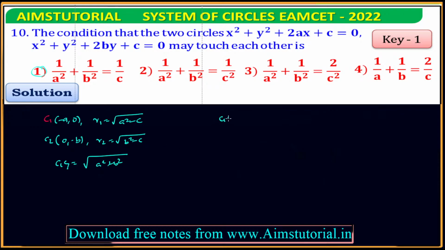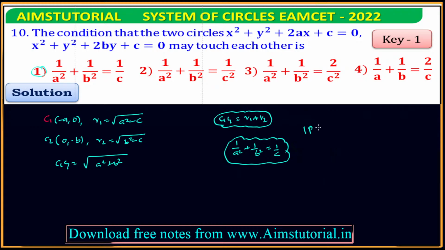So if you consider, given two circles touch each other, if you take c1 c2 equals r1 plus r2 and square both sides twice, you will get 1 by a square plus 1 by b square equals 1 by c. This is an IP question. If two circles x square plus y square plus 2ax plus c, and x square plus y square plus 2by plus c may touch each other either internally or externally, then 1 by a square plus 1 by b square equals 1 by c.